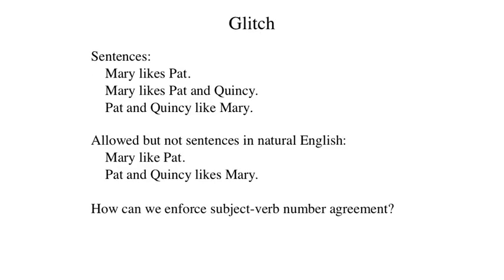One weakness of our BNF grammar and the corresponding axiomatization is that there's no concern for agreement in number between subjects and verbs. Hence, with these rules, we can get the following expressions, which in natural English are ungrammatical. The grammatical ones: Mary likes Pat and Quincy like Mary. The ungrammatical: Mary like Pat and Quincy likes Mary. Neither of those is a good sentence. So how do we enforce this subject-verb number agreement?